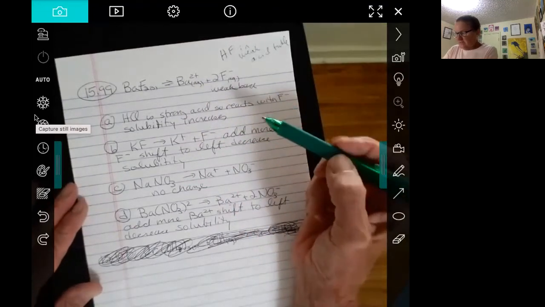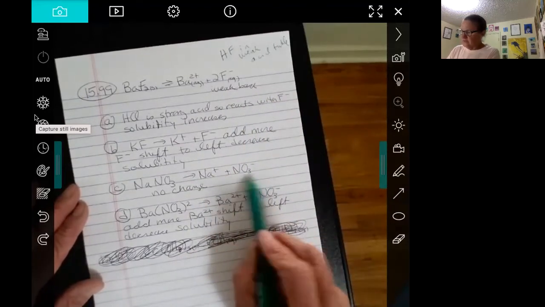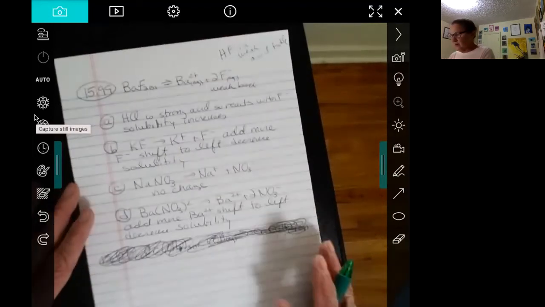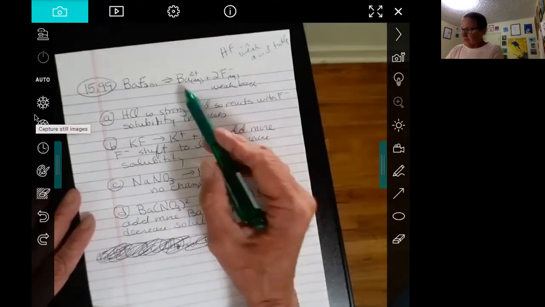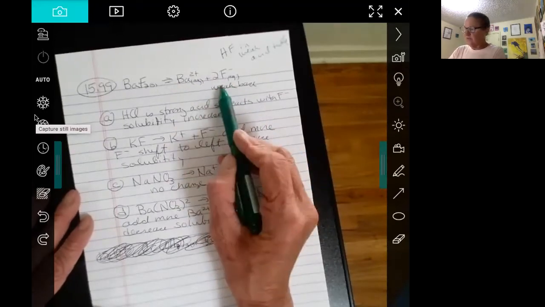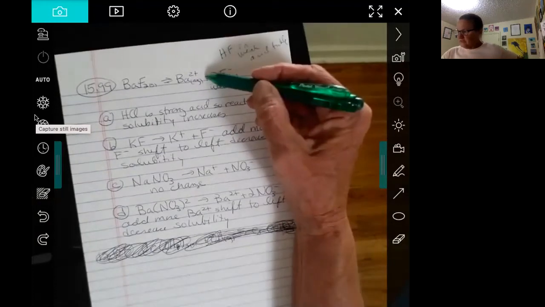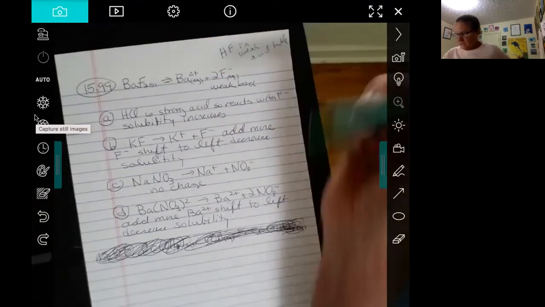Sodium nitrate is neither acidic nor basic. This is the conjugate from a strong base and the conjugate from a strong acid. So the acidic or basic properties of those two are that they're neutral. Neither of those ions is one of the ions that's being dissolved, so there shouldn't be any change. Barium nitrate will be just like B. If you add barium nitrate, you get Ba2+ and NO3 minus. So you're adding more product, so you're going to precipitate it out. So you're going to shift it to the left and decrease the solubility.